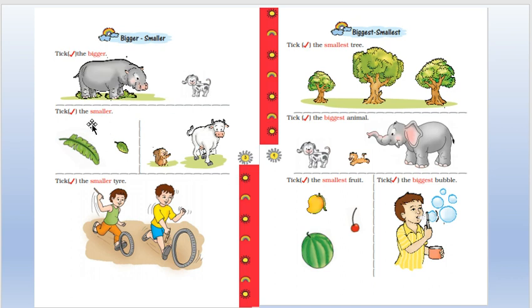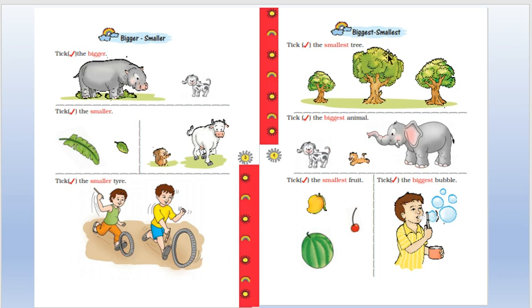And take the smaller out of these two leaves. With the help of your eyes and imagination, you can easily say that this leaf is smaller than this leaf. Now, here the cow and the squirrel. Which is smaller? Definitely the squirrel is smaller. And take the smaller tire. Here you have to take the tire. Okay, which is smaller? This one.